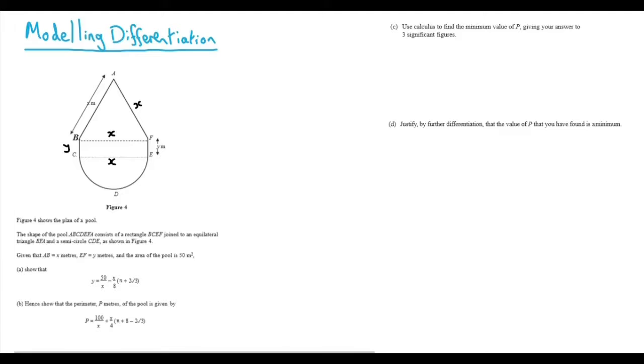But using these, we can get the areas. So for a rectangle, the area is just going to be the base times the height. So that will just be your xy.